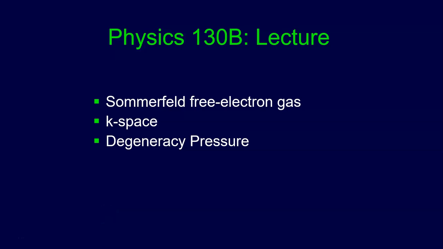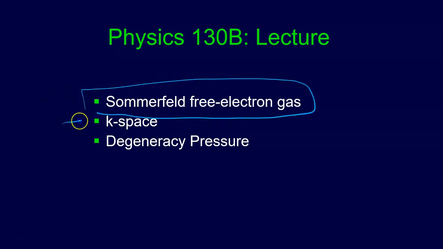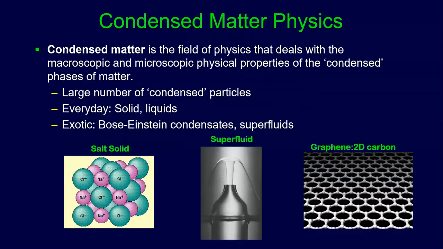We're carrying on in our discussion, and today we're going to look at one of the simplest models of a solid, and that is the Sommerfeld free electron gas. Along the way, we're going to introduce something called k-space, which will be a useful concept that you'll use in other areas of physics, and an application of this will be what's called the degeneracy pressure. So this theory is a theory in condensed matter physics.